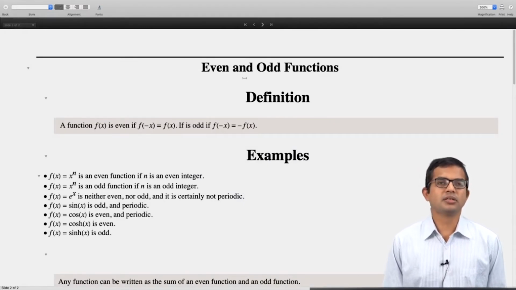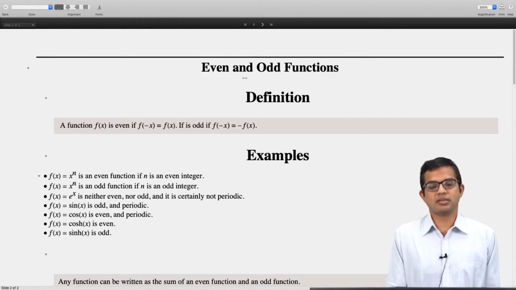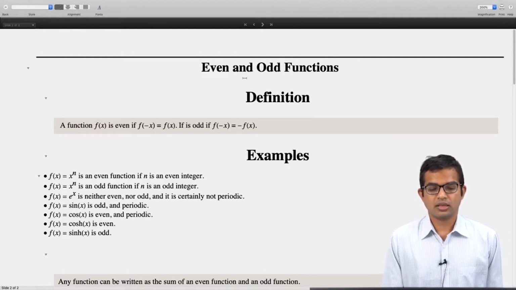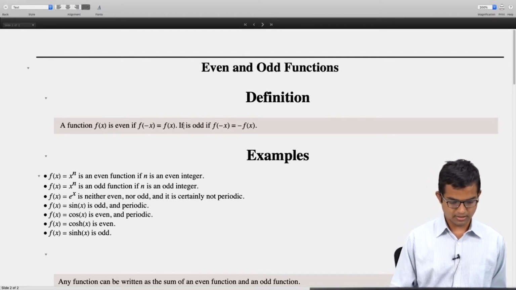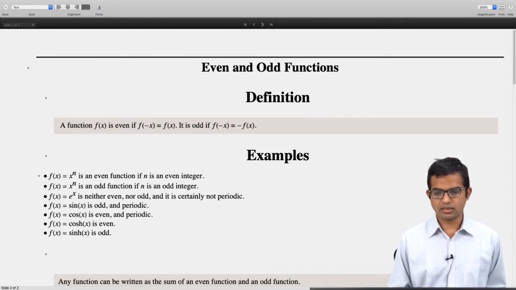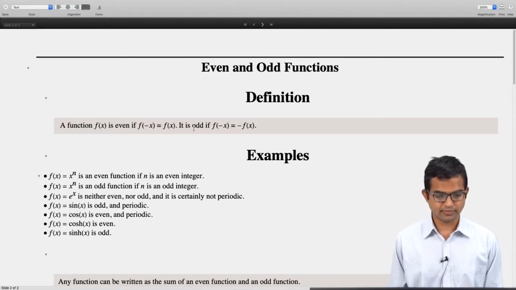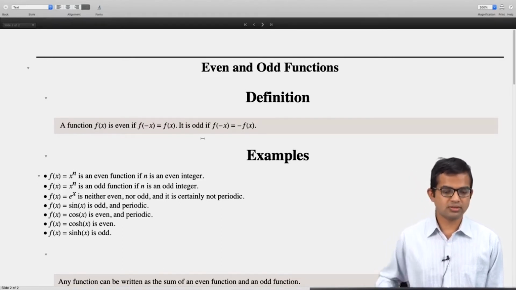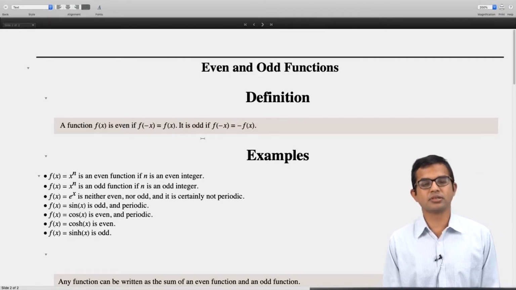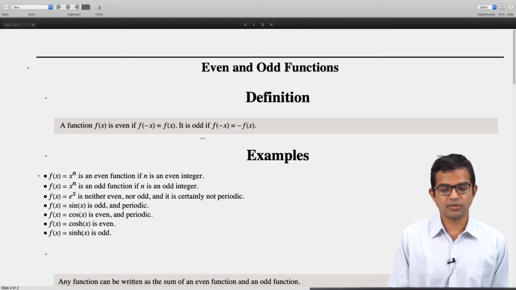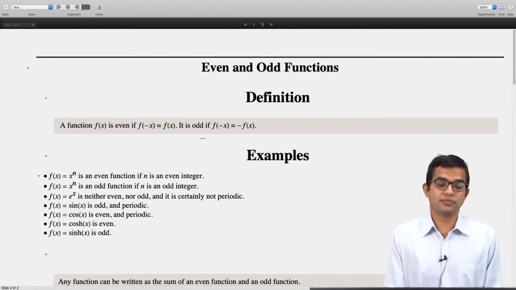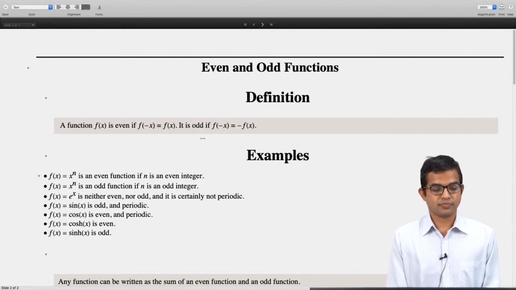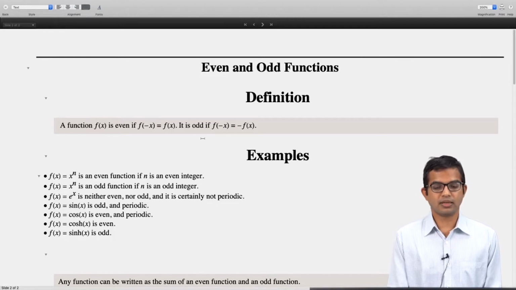Okay, so a function is even if f of minus x is equal to f of x. It is odd if f of minus x is equal to minus f of x, right? So it's a familiar concept. Let's just very quickly look at a few examples. If f of x is equal to x to the n, then it's an even function if n is an even integer, and it's an odd function if n is an odd integer, right? You can verify this by plugging in the condition.